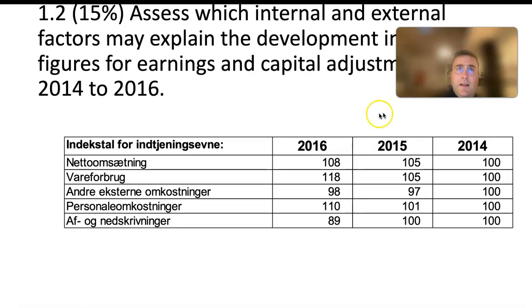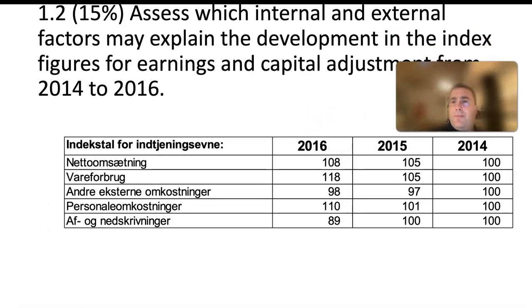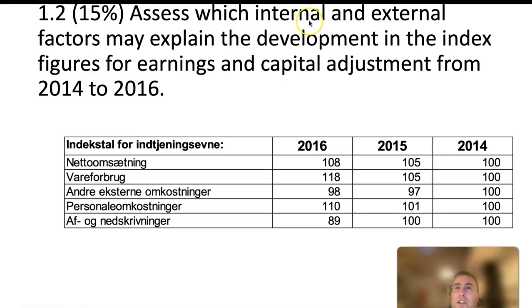The next part. Which internal and external factors may explain the development in the index figures for earning capacity and capital adjustment from 14 to 16? Okay, in this case we have different earning capacity figures, and remember to read them from right to left. Therefore, we have here revenue, etc. All of these.